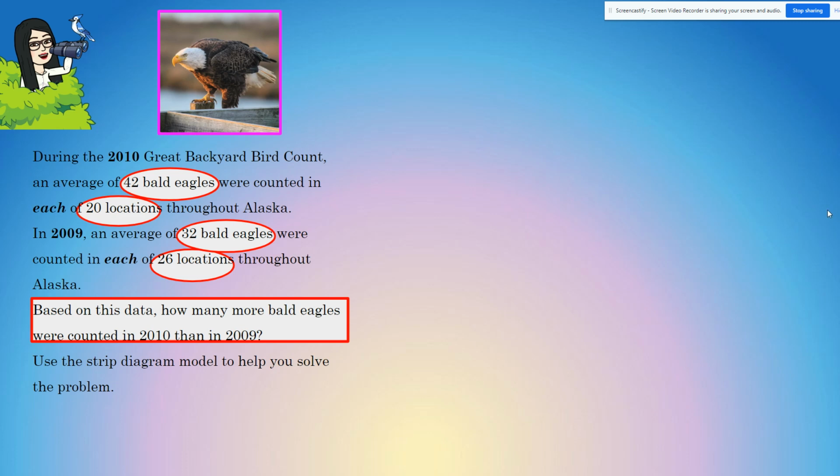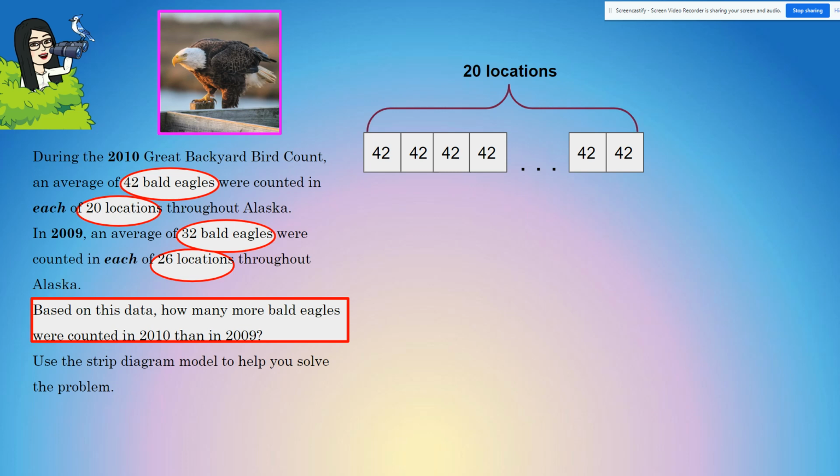Now that I have my information, I need to devise a plan. I'm going to use the strip diagram to solve this word problem. I draw a rectangular box and divide it up. I know that in 2010 there were 20 locations. Instead of dividing my rectangle into 20 boxes, I divided it into a few boxes. I placed some ellipses next to the boxes and added a few more boxes. This is just to show that it continues. This model would represent 20 locations.